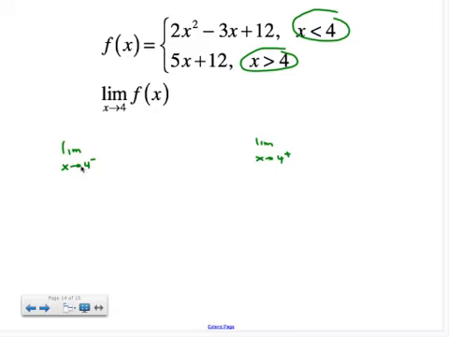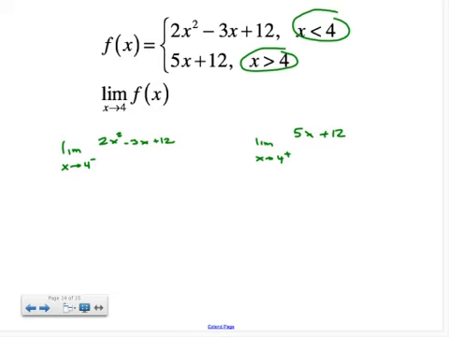Well, if x is less than 4, it says up here we use this first piece right here. So 2x squared minus 3x plus 12. And when x is more than 4, I'm supposed to use this piece here, 5x plus 12. Okay, now I'm ready to do some plugging in.